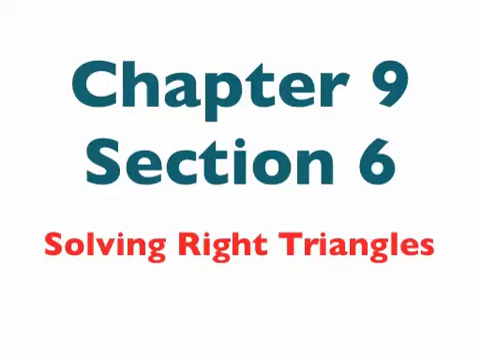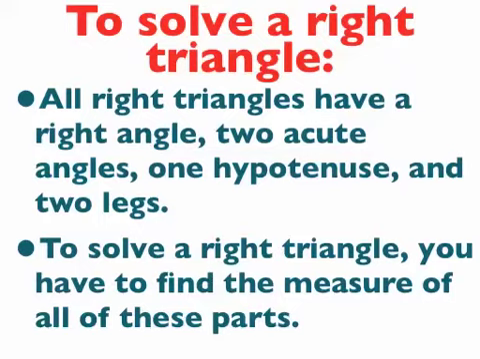Today we're going to talk about Chapter 9, Section 6, which is solving a right triangle. To solve a right triangle, all right triangles, we have to know, first of all, that they have one right angle, that's why we call it a right triangle, two acute angles, one hypotenuse, and if you'll remember, the hypotenuse is opposite or across from your right angle, and then two legs, the sides that form your right angle. To solve a right triangle, you have to find the measure of each of these parts. So to solve a right triangle, we're going to have 6 different answers if you're including the right angle.